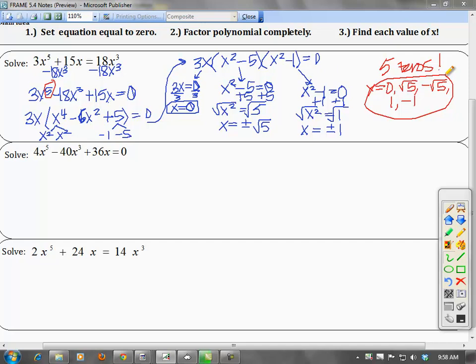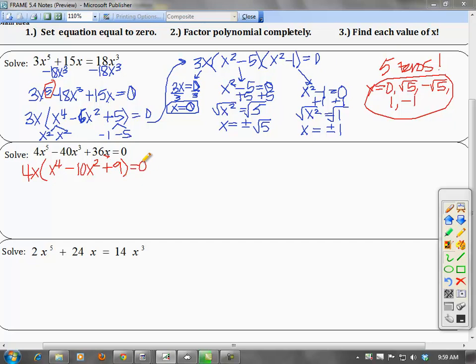Okay, let's try another one. If you look, we're going to do the same type of thing. Can I take anything out of all 3? Absolutely. I can immediately see I can take a 4 and at least one x because I've got a single x here at the end. Well, if I take out a 4 and an x, I have x to the 4th left in the first one, minus 10x squared, plus I've got a 9 at the end.